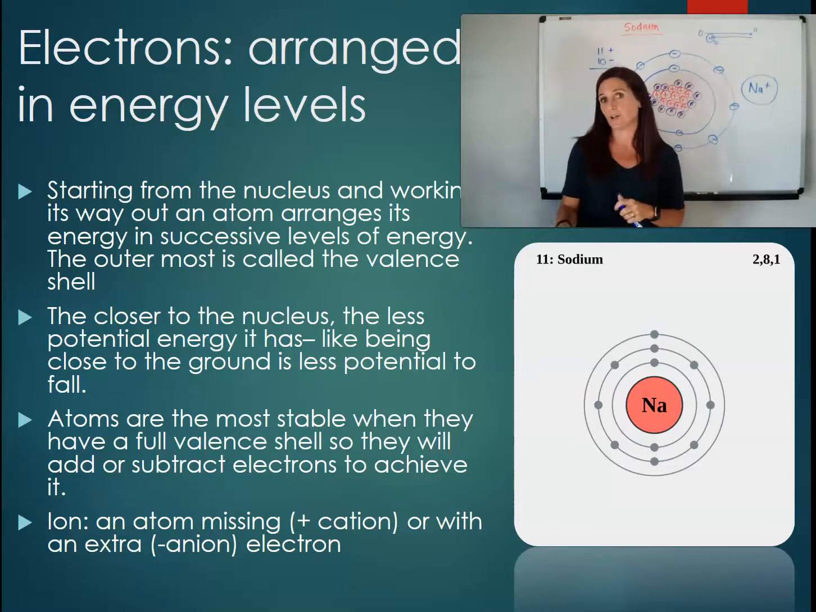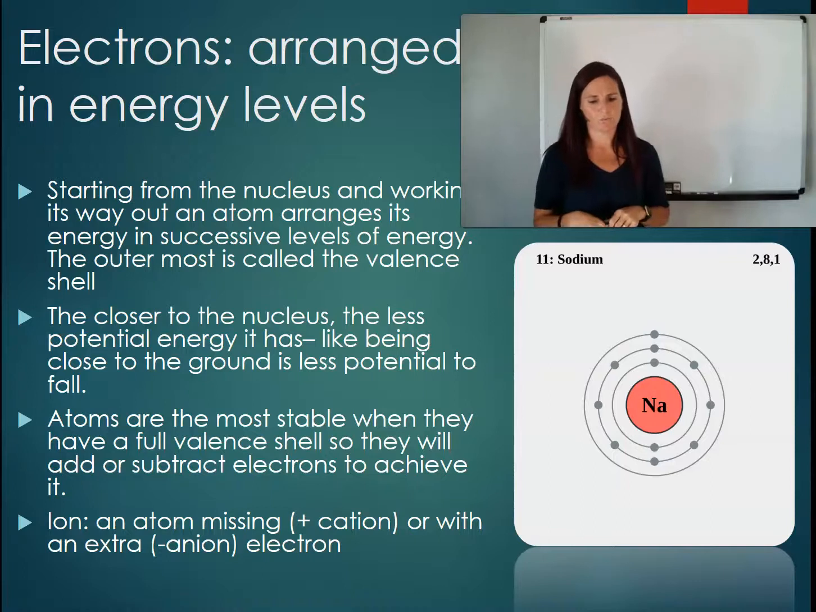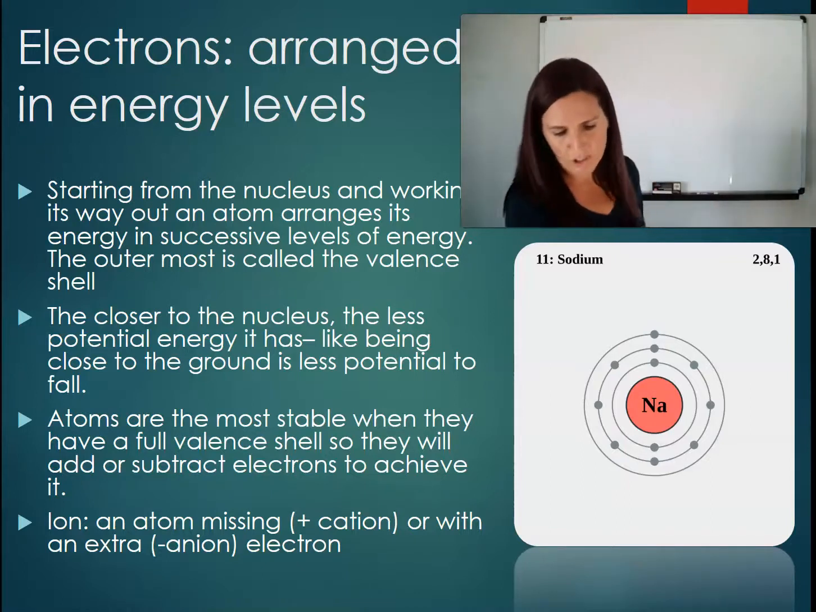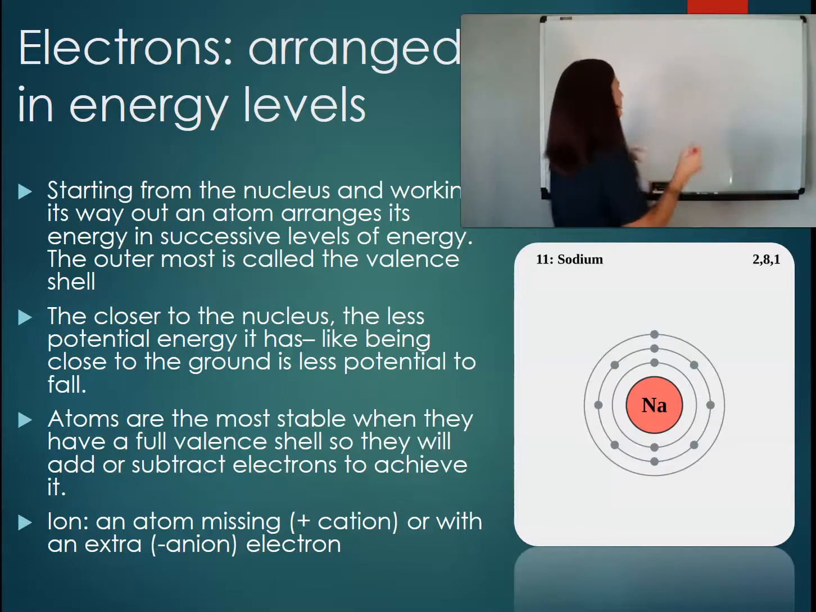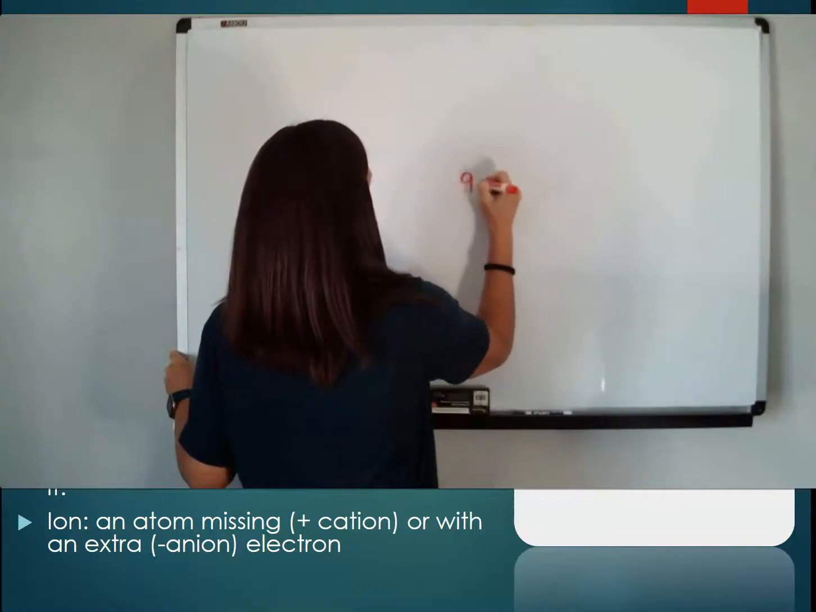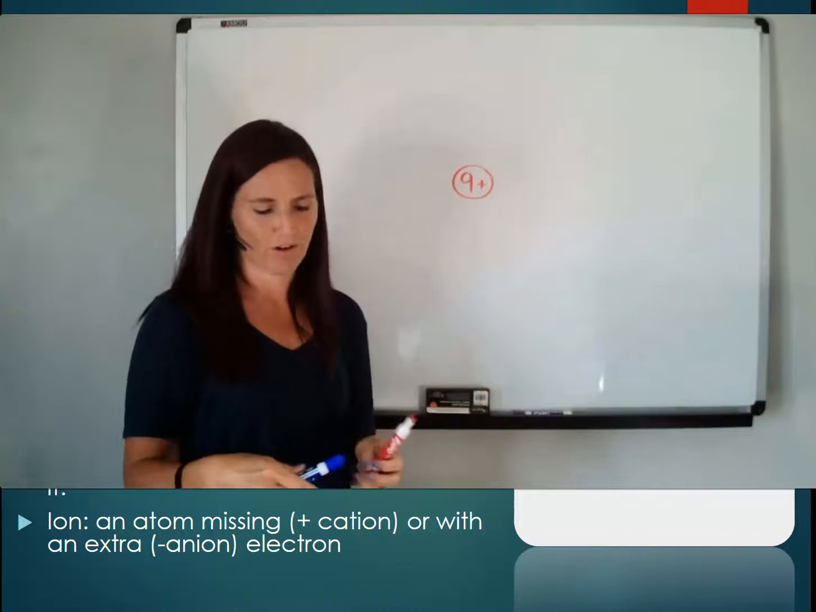So what we're going to look at is fluorine. It doesn't take long to realize that drawing whole atoms is really, really frustrating. So what we're going to do for fluorine, which has 9 protons, neutrons, and electrons, is put 9 plus to indicate my 9 protons. I hope you guys will follow along with me.